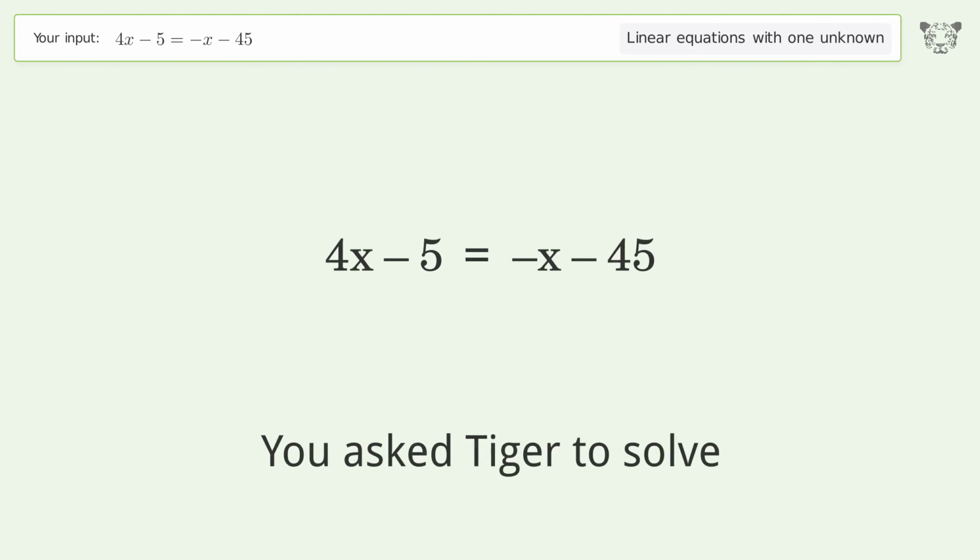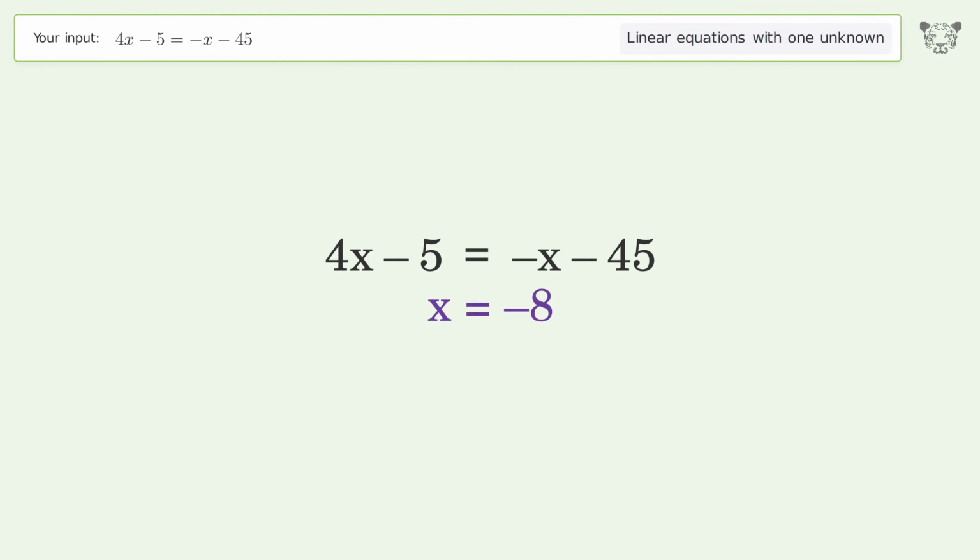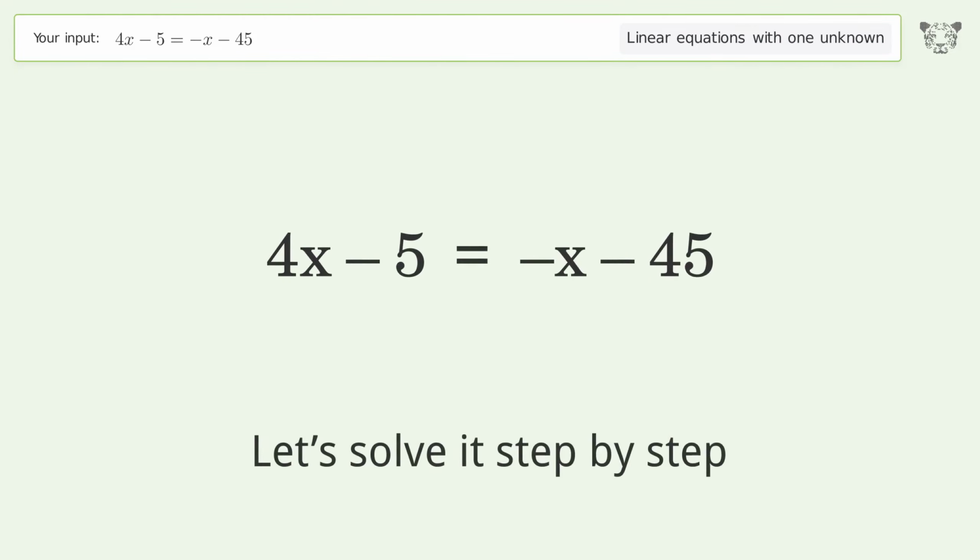You ask Tiger to solve this. It deals with linear equations with one unknown. The final result is x equals -8. Let's solve it step by step.